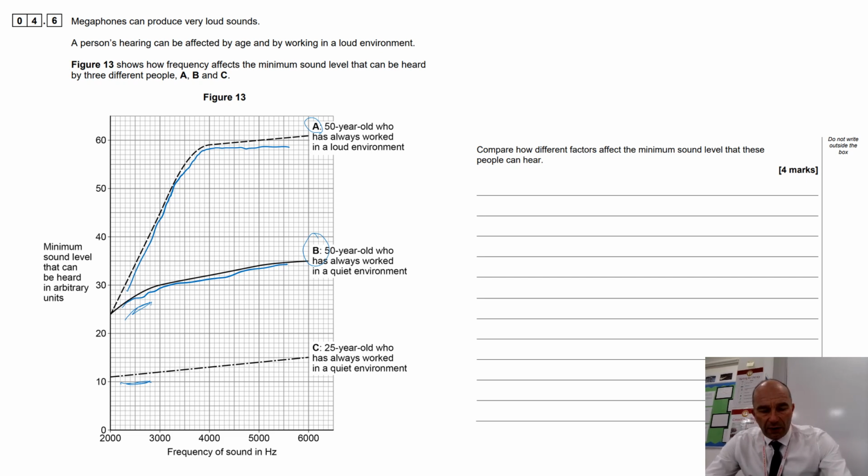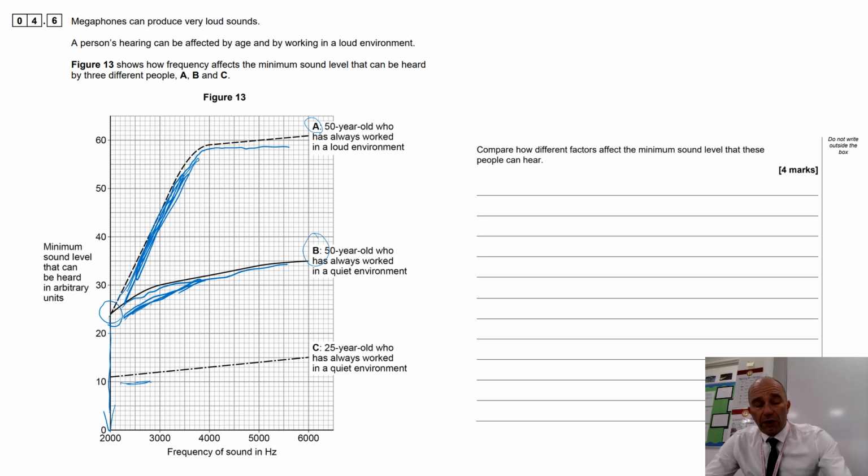Now the minimum sound level that can be heard increases more as frequency increases from 2000 to 4000 hertz compared with the quiet environment. So this is this very steep increase compared with this much more gentle increase in sound. So that's a major difference. Now, another bit to point out is the fact that these two lines start in the same place. So working in a loud environment doesn't seem to affect the minimum sound level that can be heard at 2000 hertz.